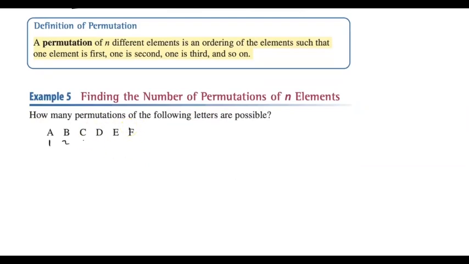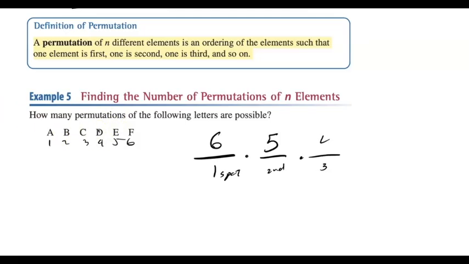So there's 1, 2, 3, 4, 5, 6 letters. In the first spot, I have 6 possibilities. I can do A, B, C, D, E, or F. So 6 choices. In the second spot, well, I already selected one of the things. Now there's only 5 possibilities. In the third one, there's going to be 4 possibilities. In the fourth one, there'll be 3. In the fifth one, there'll be 2 possibilities. And in the sixth one, there will be 1 possibility.